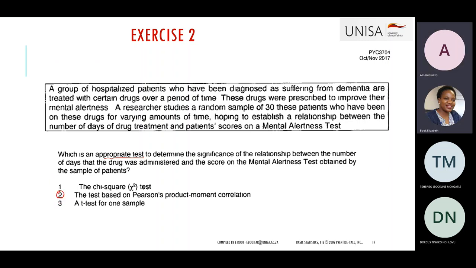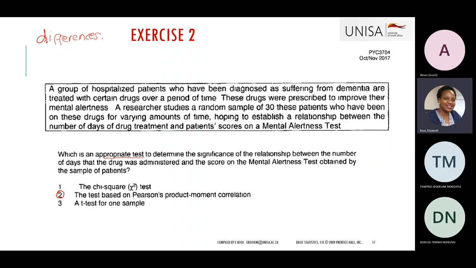Now, I want to go back to the statement. The previous weeks, we were talking about a test to test the difference. Now, let's assume in the exam, you have question one, question two, question three. They all give you almost similar statements. How will you identify that this one is talking about the relationship, or you need to be looking at correlation? So the only thing that is different between what we do this week and what we did the previous week, it was more about, are there any differences?